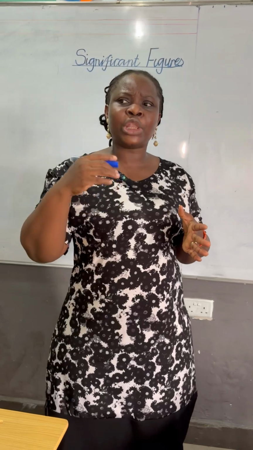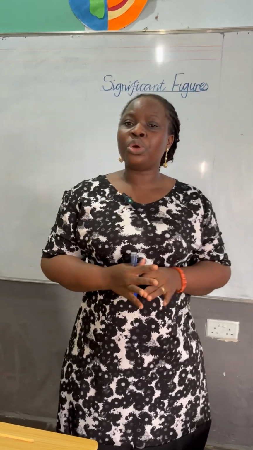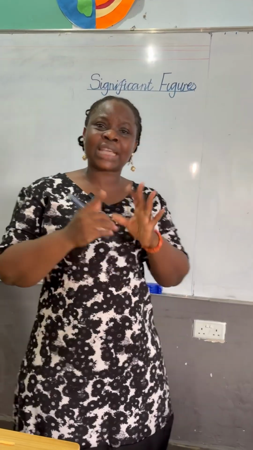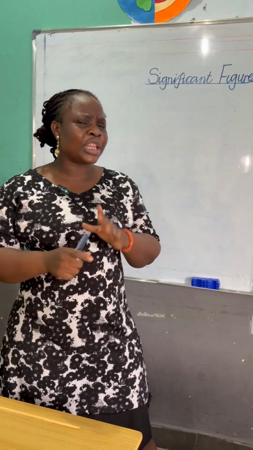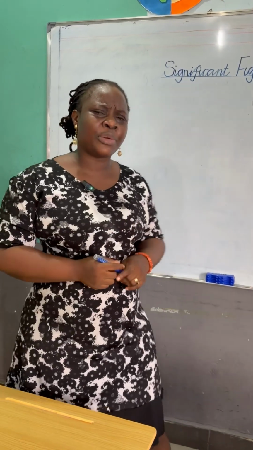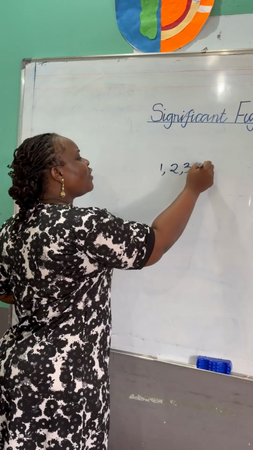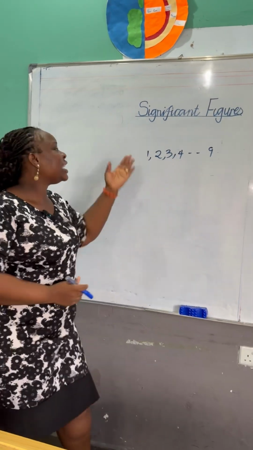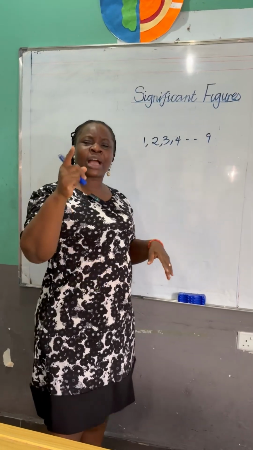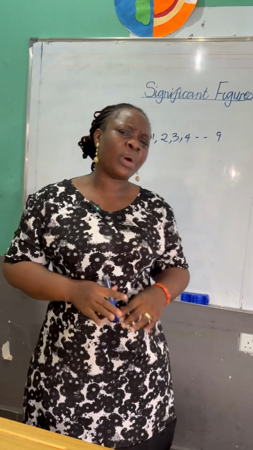Number one, we'll be looking at the rules in finding significant figures. The first rule says that non-zero numbers are significant. What do we mean by non-zero numbers? That is our 1, 2, 3, 4 to 9. They are significant because there is no zero. And if you look at this rule number one, it tells us that zeros are not significant. That is rule number one.